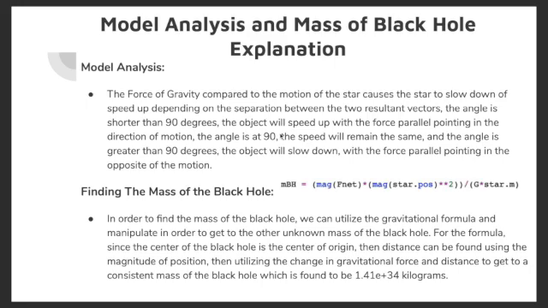Now for finding the mass of the black hole, as explained before, we manipulated the gravitational force formula in order to find the unknown mass of the black hole. For the formula, since the center of the black hole is at the origin, like I said before, the distance can be found using the magnitude of the position, using the gravitational formula to get to this consistent mass of the black hole, which is found to be 1.41 times 10 to the 34th.